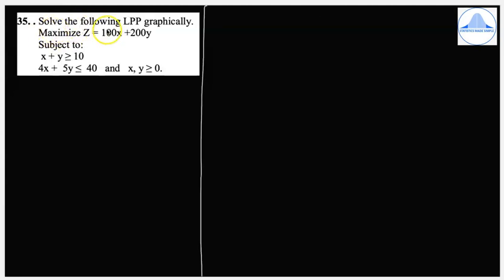35th question. Solve the following LPP graphically. Maximize z equal to 100x plus 200y. Subject to the constraints are x plus y greater than or equal to 10, 4x plus 5y less than or equal to 40, and a non-negativity restriction is that x and y are greater than or equal to 0. So let us start with the solution.